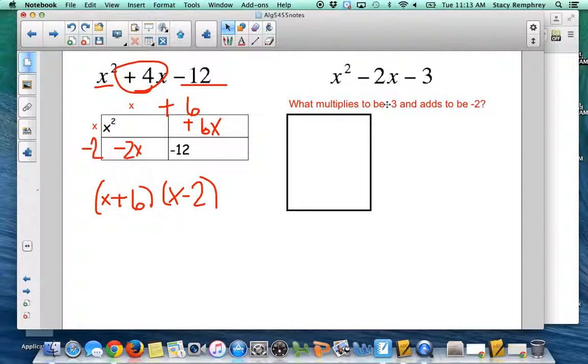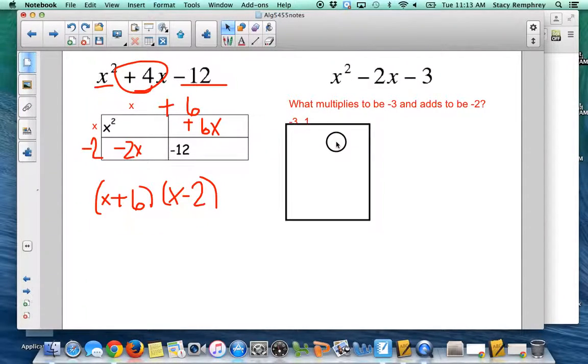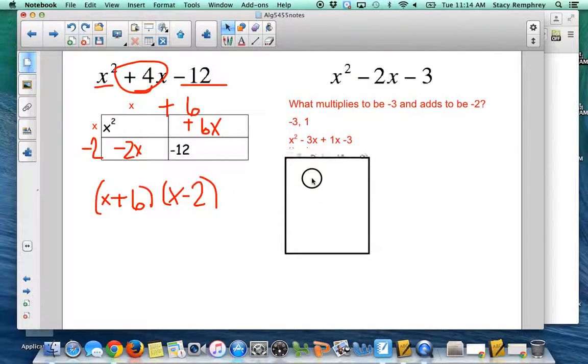Now in the next one, again, you could do this one with the area model, but I just did it with the other method just so people could see both. So again, I'm asking what multiplies to be negative 3 and adds to be negative 2, negative 2 coming from the middle coefficient. I found two numbers that met those restrictions. I rewrote the expression. Again, it's the same thing. It means the same thing. Negative 3x plus 1x is still negative 2x. I just split it based on the numbers here.